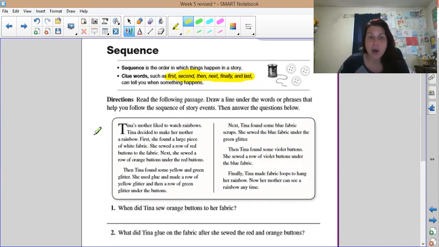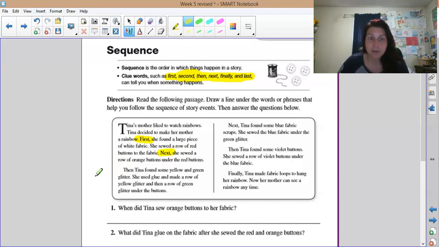Tina's mother liked to watch rainbows. Tina decided to make her mother a rainbow. First, she found a large piece of white fabric. Okay, so I know you spotted it. Go and circle it, underline it, highlight it, whatever you would like to do. She sewed a row of red buttons to the fabric. Next, she sewed a row of orange buttons under the red buttons.